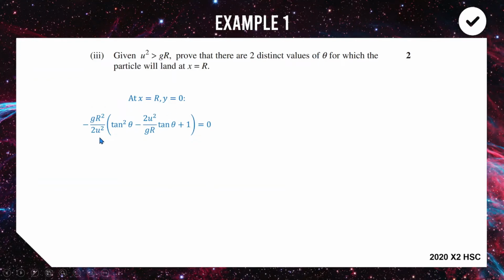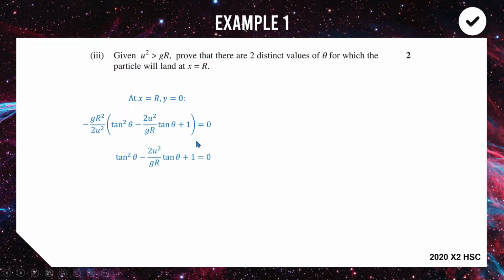Okay, so here is the Cartesian equation for part 2. I've changed the x's to capital R's, and I've set the y equal to 0. So the goal now for 2 marks is prove that this quadratic equation has 2 solutions, given that u squared is greater than gr. So solving this, we can divide by the constant out the front, just to make it look a little bit nicer.